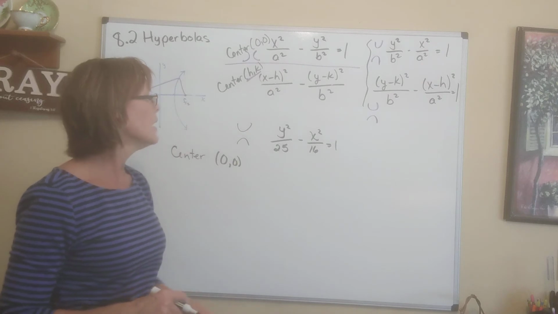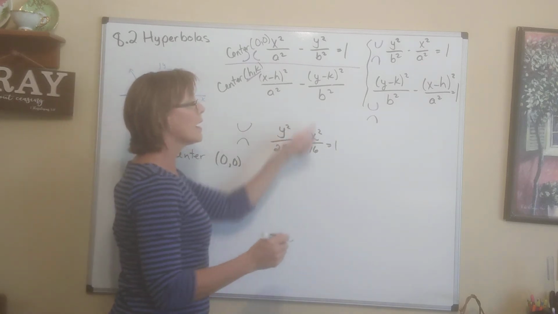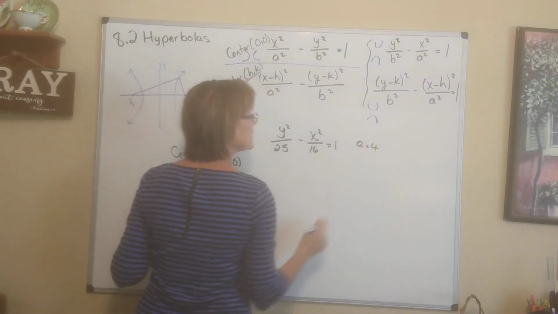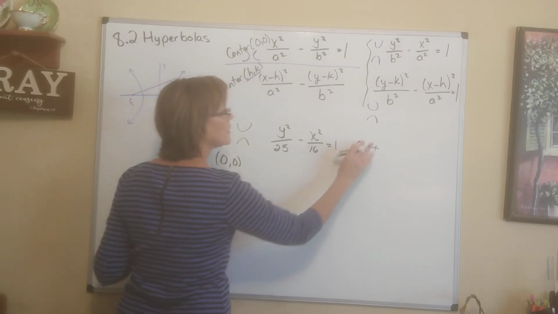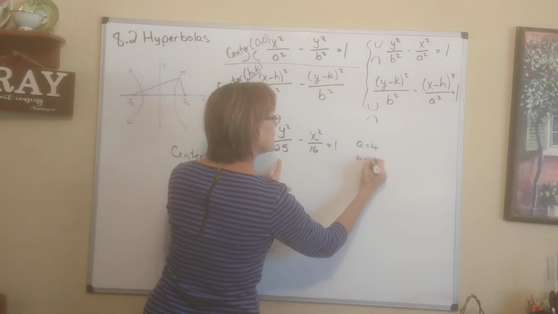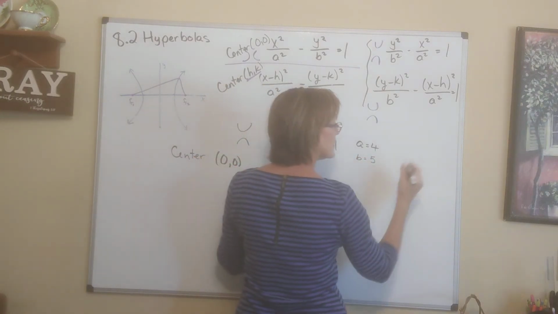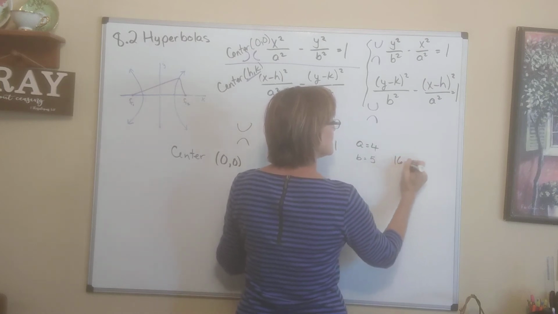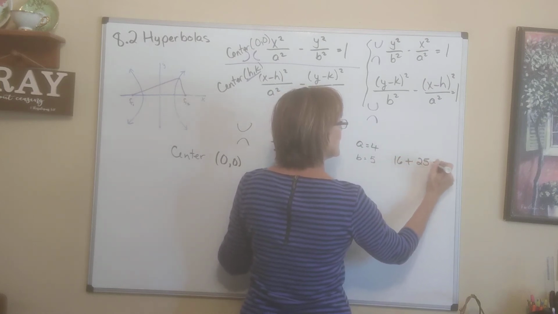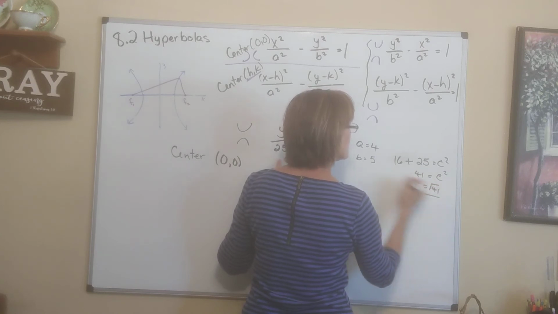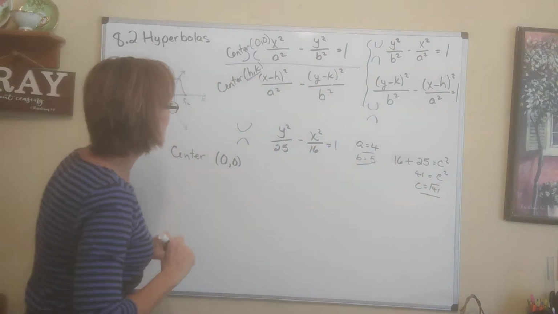I know it's facing that way. What is the value of a? Oh, a is always underneath the x, the way I'm teaching it. So a squared is 16, so a is 4. b is always underneath the y, so b is 5. c comes from the Pythagorean theorem: a squared plus b squared is c squared, so c squared is 41, and c is the square root of 41. So those are my a, b, and c values. I'm going to need that.